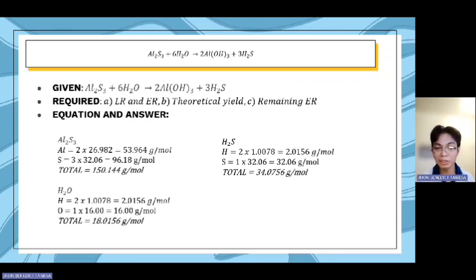So the first step that I did is to calculate first the molecular mass of each compound. So for the aluminum sulfide, ang total molecular mass po niya is 150.144. Then for the H2O or hydrogen monoxide, yung total molecular mass po niya is 18.015156 grams per mole. And for the H2S is 34.0756 grams per mole.